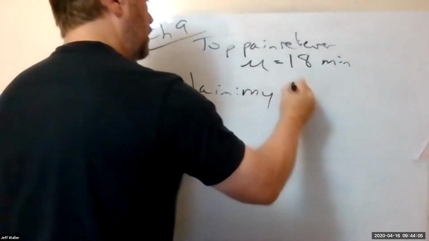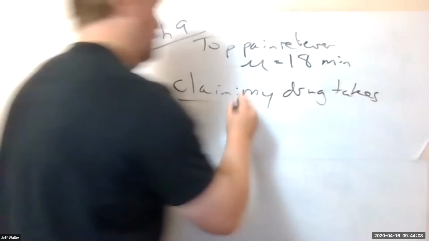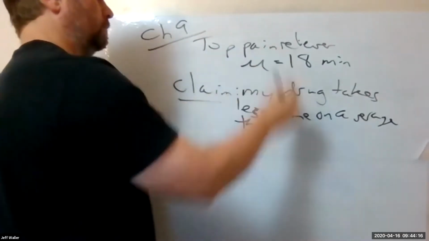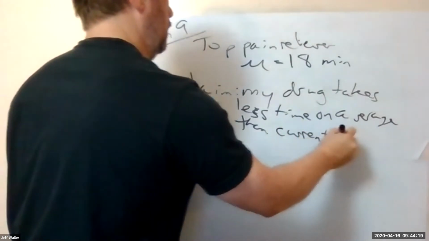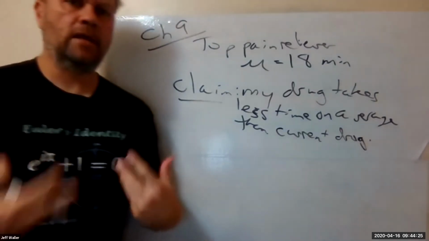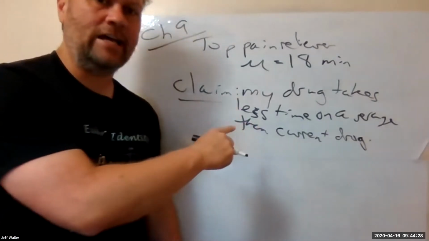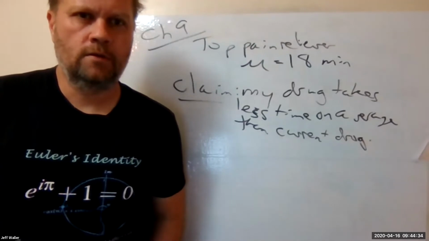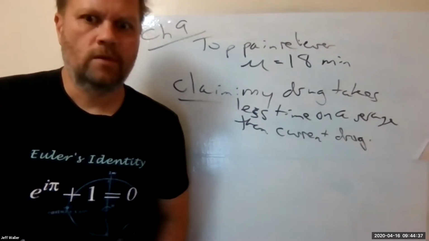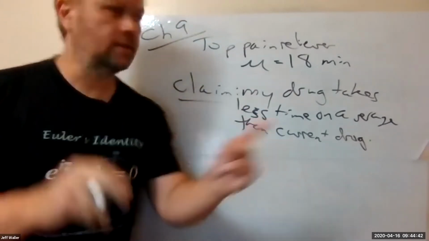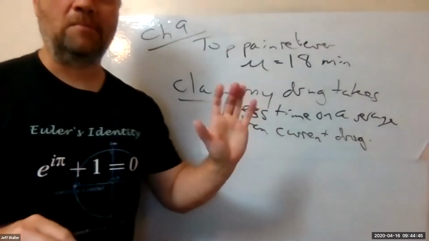My drug takes less time on average than the top pain reliever. I like it. That's my claim in English. My drug takes less time on average than the current drug. I want a new drug. Okay, so can somebody tell me, what does that look like in Mathish? This is English. What does that look like in Mathish?